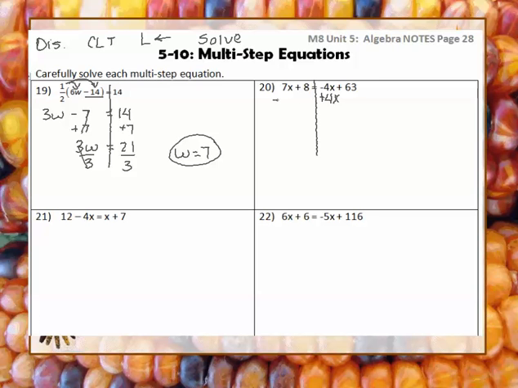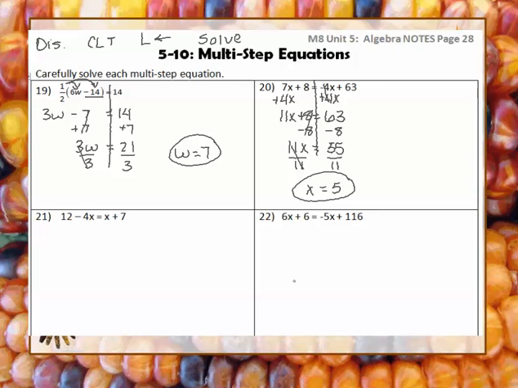I need to add 4x. I'm going to add it to the x term on the other side. 7x plus 4x gives me 11x plus 8 equals 63. Now that I've done my letters on my left, I need to solve. Get rid of the constant, so I'm going to subtract 8 from both sides. I'm left with 11x equals 55. And then I divide by 11 on both sides to get it away from the x, and I'm left with x is equal to 5 for this problem.